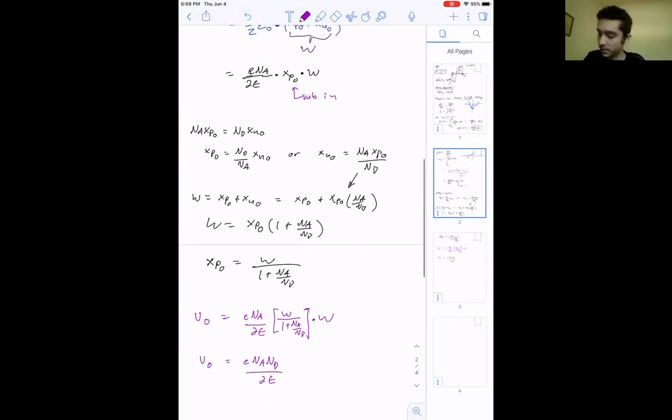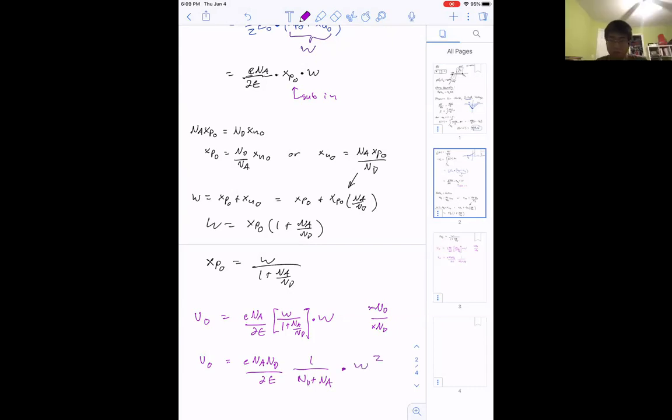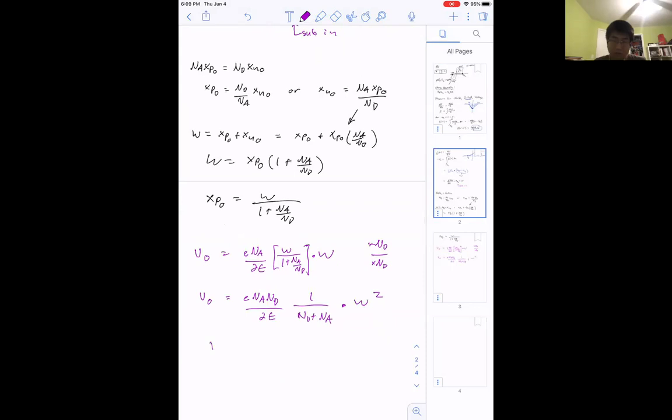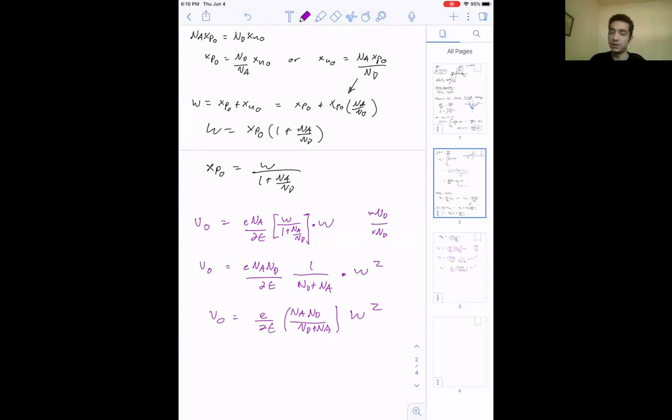So yeah, to clean up this expression, I just multiply by ND on both sides. I group these together because it reminds me of parallel resistors, so it's pretty useful. Okay, so basically you can see that this is how you derive these equations.